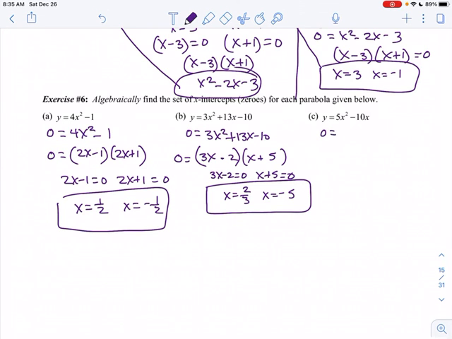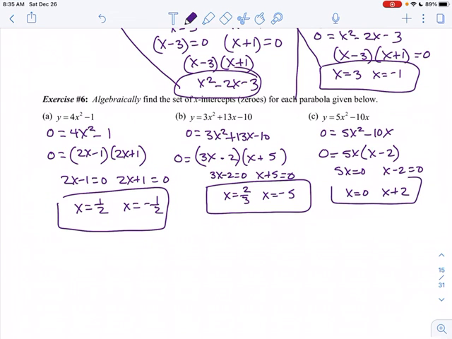Okay, and this one right here, the last one, number C, has a greatest common factor I can pull out. I can pull out a 5x, and I'm left with x minus 2. And each factor is set equal to 0. So basically when I divide by 5, x equals 0, and I add 2, x equals 2. And those are my two answers.